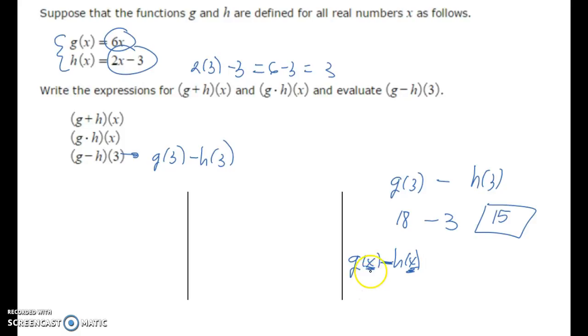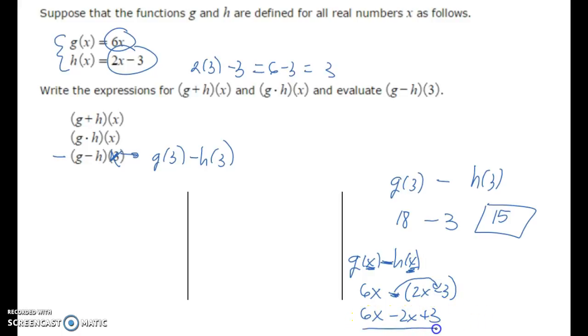So I want to point out that if this didn't say g minus h of 3, if it just said g minus h of x, what you really have to do here is 6x, and then with the parentheses put 2x minus 3. And then this negative sign here would have to distribute to give us 6x minus 2x plus 3. A lot of times kids will forget about distributing this negative sign over to here, and they'll get this problem wrong.